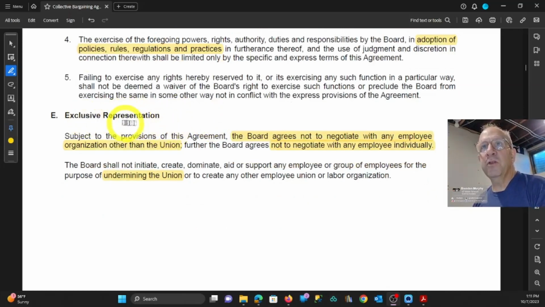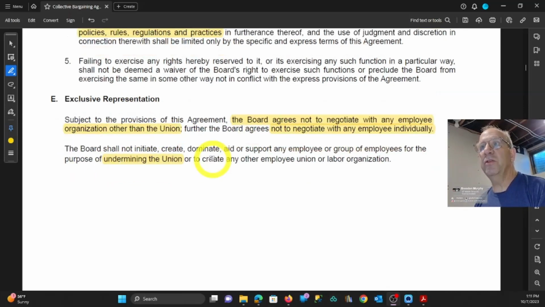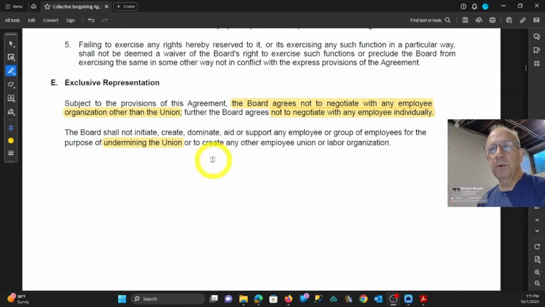Exclusive representation means the board will not negotiate with an employee or other unions. So if your supervisor comes up and says, I need you to work extra hours, there's an overload and we'll pay you extra if you'll do this, you have the right to say no, unless they negotiate that with the union. Some people see that as a perk. But if you're seeing that as, hey, they're going to pay me extra because I have this special talent, they're negotiating outside the union, and they're not allowed to do that.